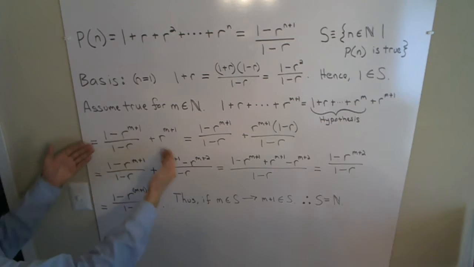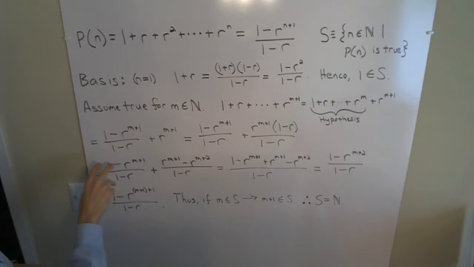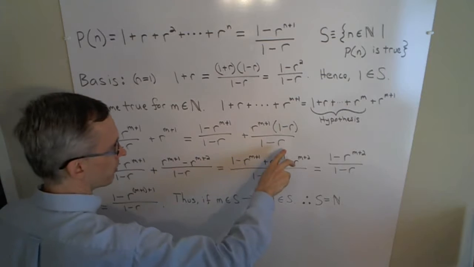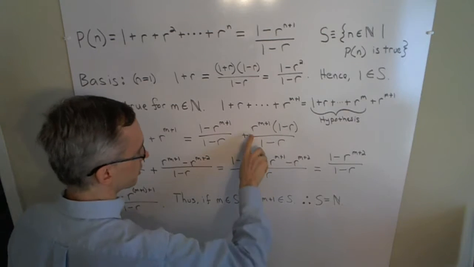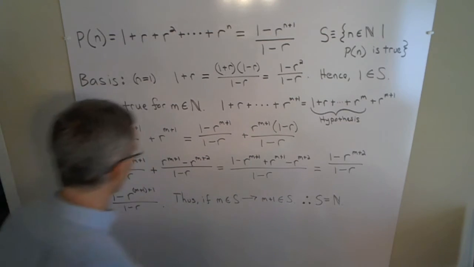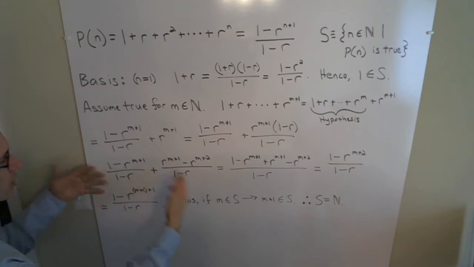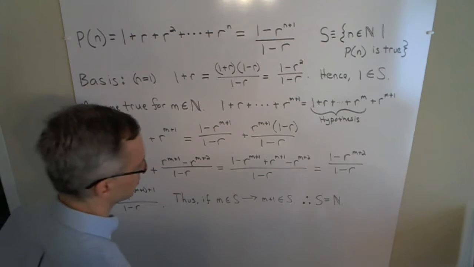Now we want to combine these two, so we need a common denominator. So multiply this by 1 minus r over 1 minus r. Then distributing r to the n plus 1, we get r to the n plus 1 minus r to the n plus 2 over 1 minus r. Now that we have a common denominator, we can combine these two into one fraction.